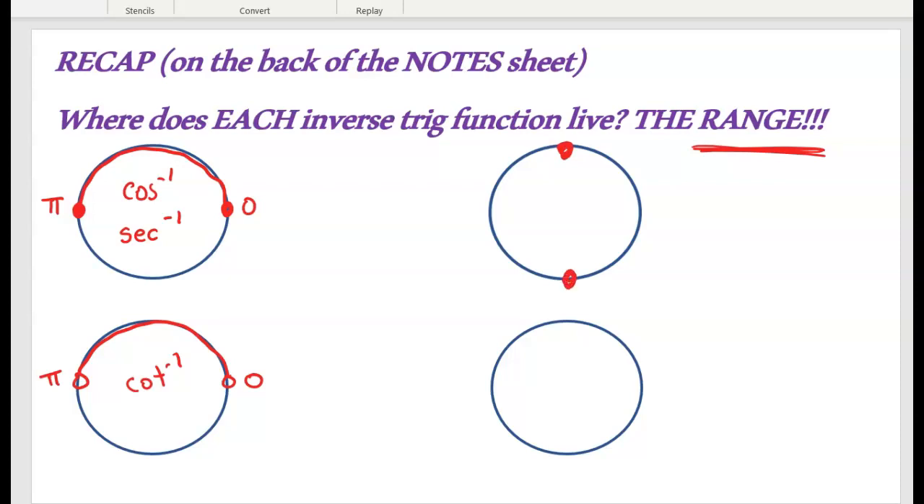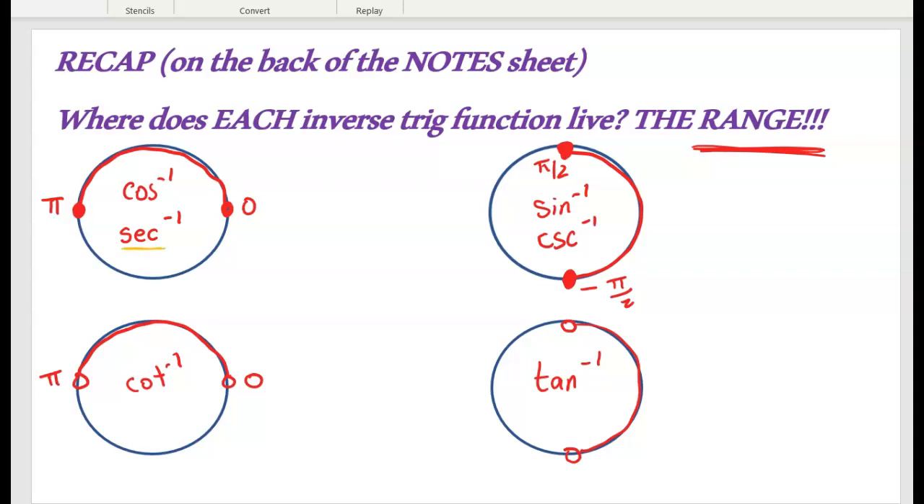Okay, and then all the other angles live between negative pi over 2 inclusive and all angles to pi over 2. And this is my sine inverse function and my cosecant inverse function. Okay, and similarly, tangent inverse lives here. Okay, and I'm fudging something, so just to be clear, for cosecant, let me do it in orange.